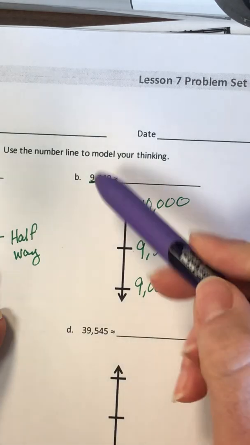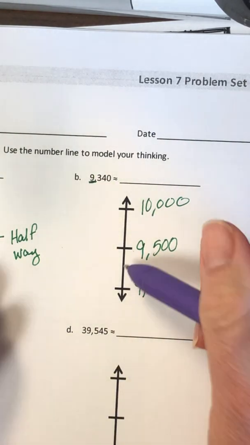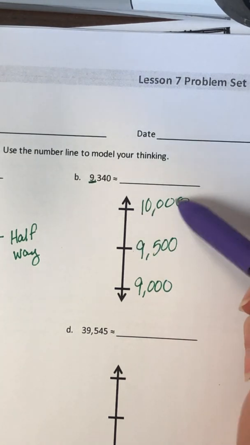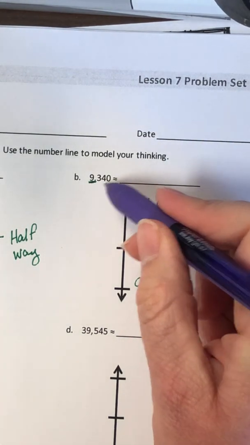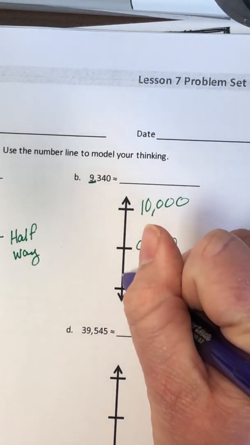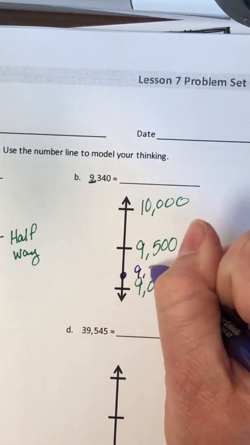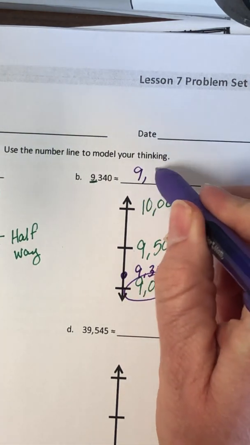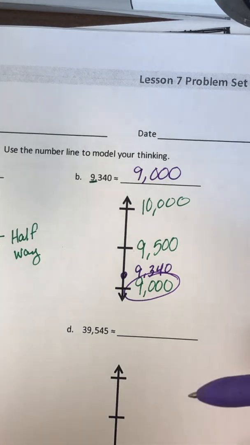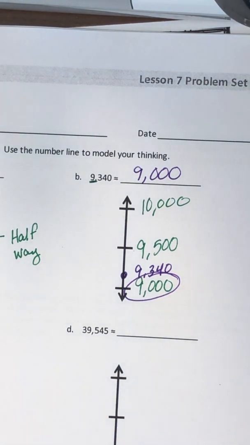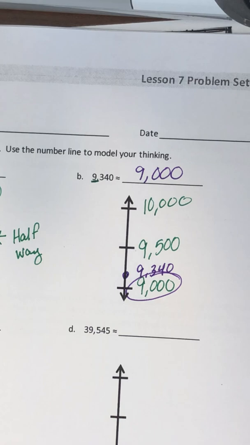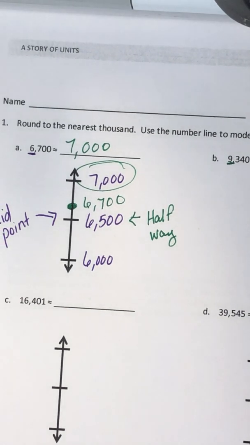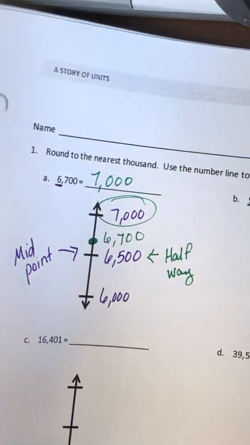Now I have to put my number onto the correct spot. If it's in this area, it's going to be closer to 9,000. If it's in this area, it's going to be closer to 10,000. So 9,340 is going to be down here. So it's going to be closer to 9,000. And if you think back to what we were doing in lesson 5 on how we were comparing numbers on which ones were larger or less than, that's going to help us out a lot.